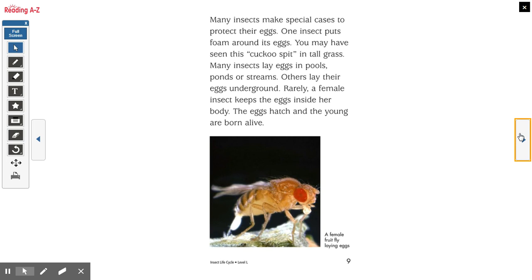Many insects make special cases to protect their eggs. One insect puts foam around its eggs. You may have seen this cuckoo spit in tall grass. Many insects lay eggs in pools, ponds, or streams. Others lay their eggs underground. Rarely, a female insect keeps the eggs inside her body. The eggs hatch and the young are born alive. And here we have a female fruit fly laying eggs.